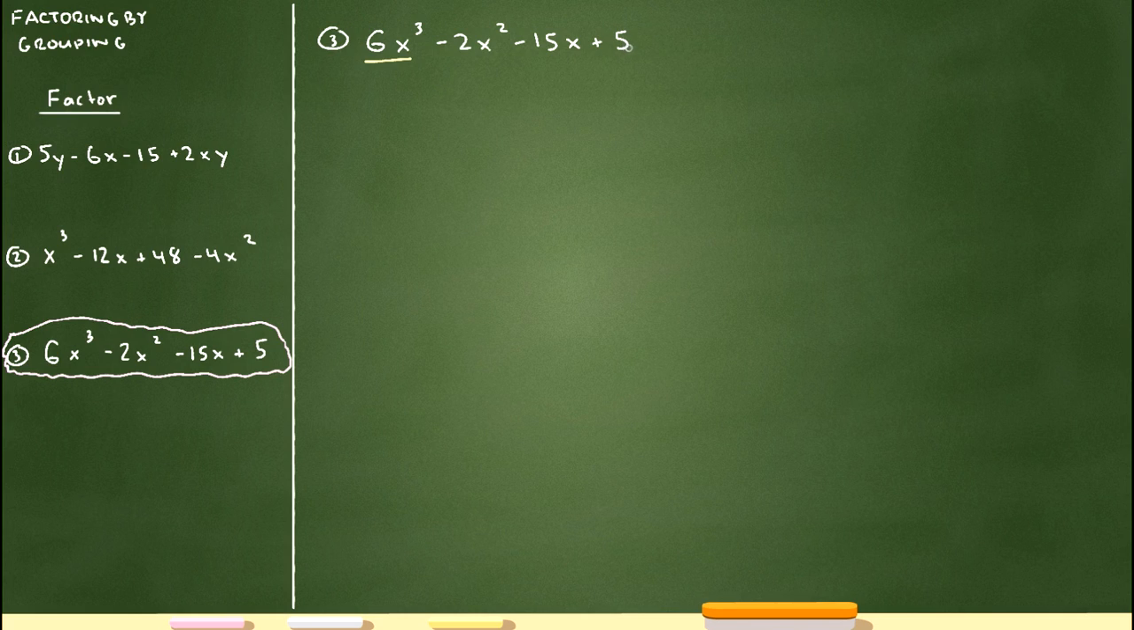So what that means is if you did the test, you would have to pair the 6x cubed with either the negative 2x squared or the negative 15x. Either grouping will work. So let me group the first two terms, and let me group the second two terms. So now there's no reason to rewrite this because my groups are already in a nice order. I have the first two and the second two.